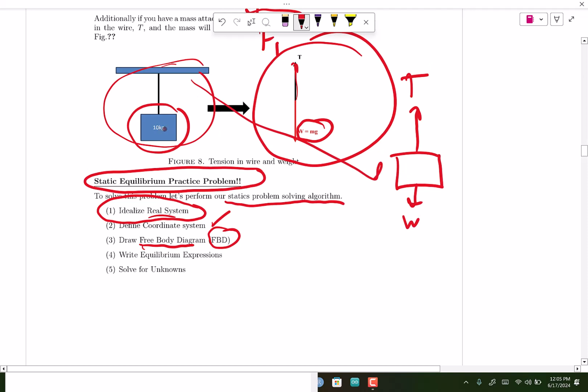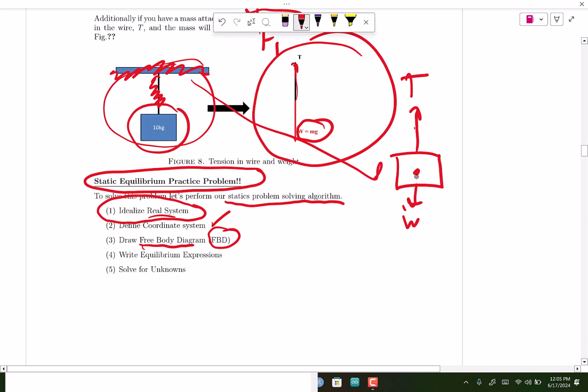So I'm freeing this body. This is no longer a cable. It's just a force representation for the tension. And this is a force representation for the weight, and it's acting upon a singular point. So I'm freeing it from my surroundings. So free the body from the surroundings. We must draw this free body diagram.